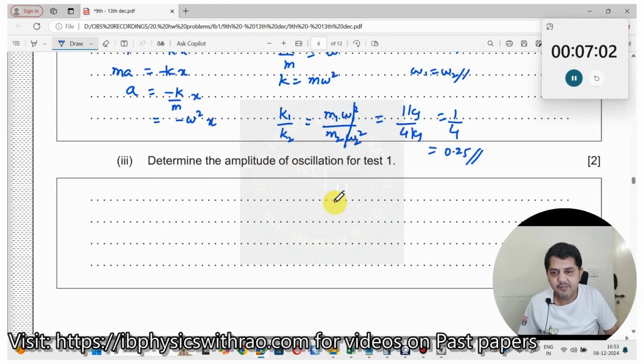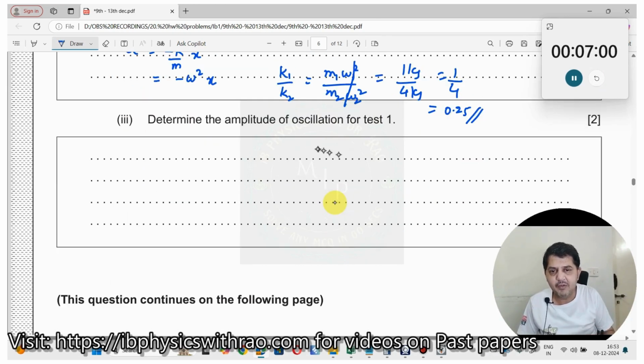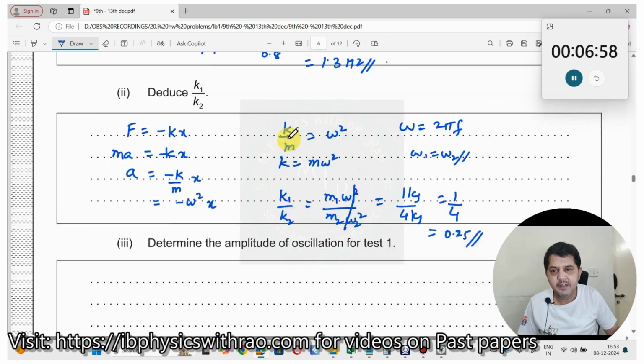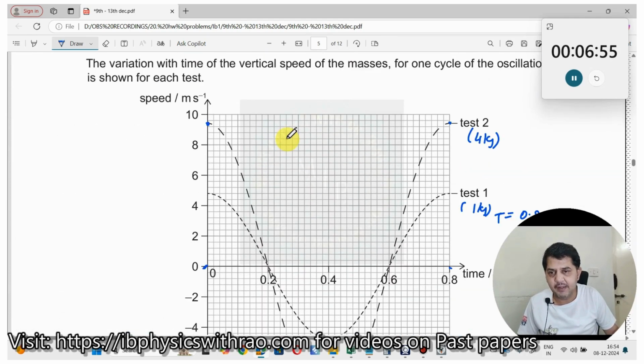Okay. Let us move on to the next one. Determine the amplitude of oscillation for test 1. What is given here? For test 1, look at the graph here. This is nothing but 5, right? Not even 5, it is 4.8. So 4.8 meters per second is the maximum velocity for test 1. That's what is known to you.